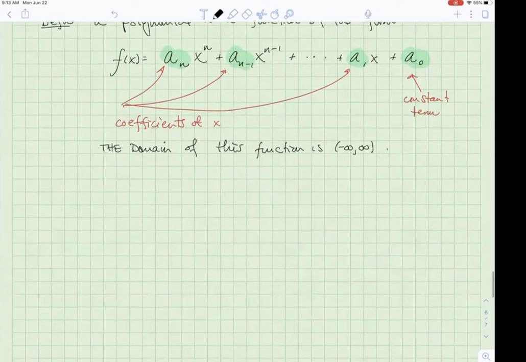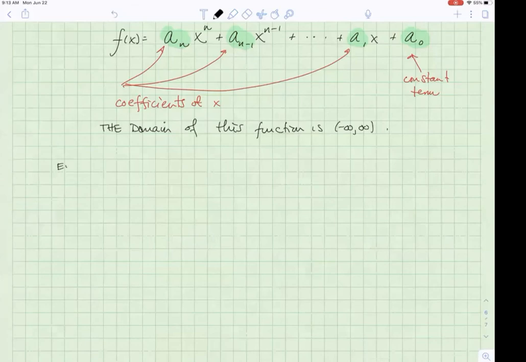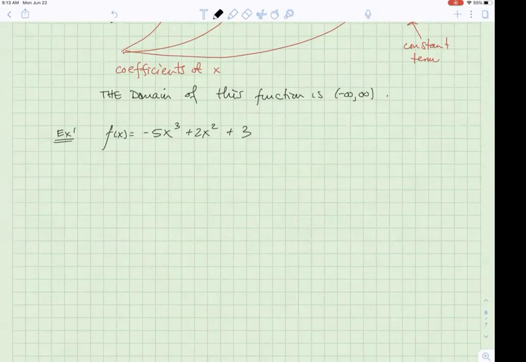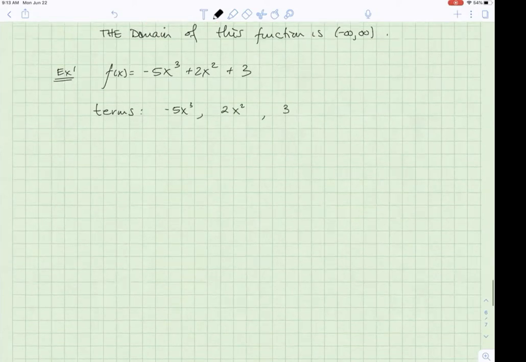Now, as a quick example, example 1, maybe f of x is equal to negative 5x cubed plus 2x squared plus 3. So here it has the following anatomy, right? The terms of the polynomial are negative 5x cubed, 2x squared, and 3 individually. This polynomial has 3 terms, and so you'll hear us refer to the terms of the polynomial.